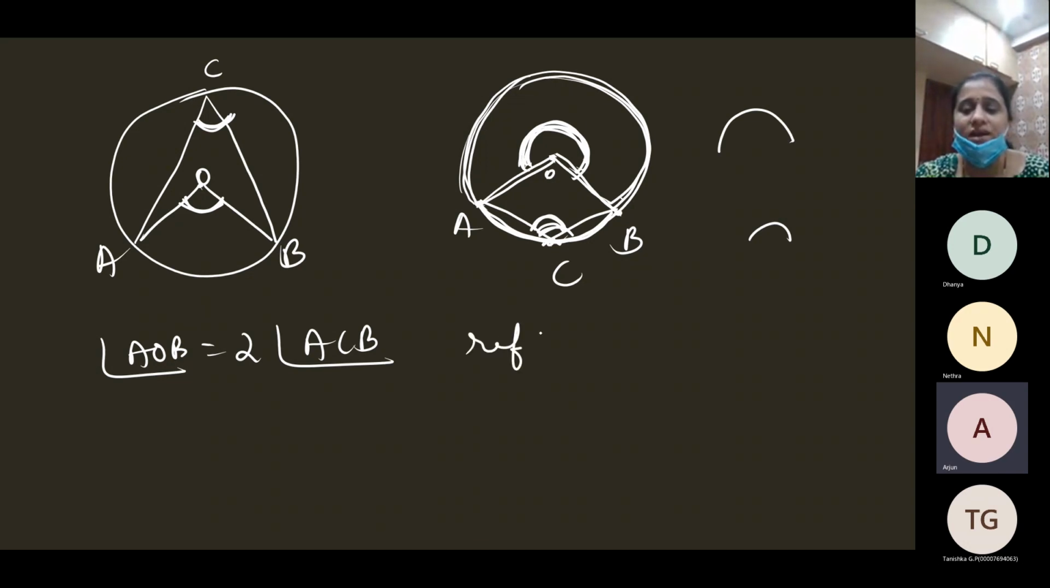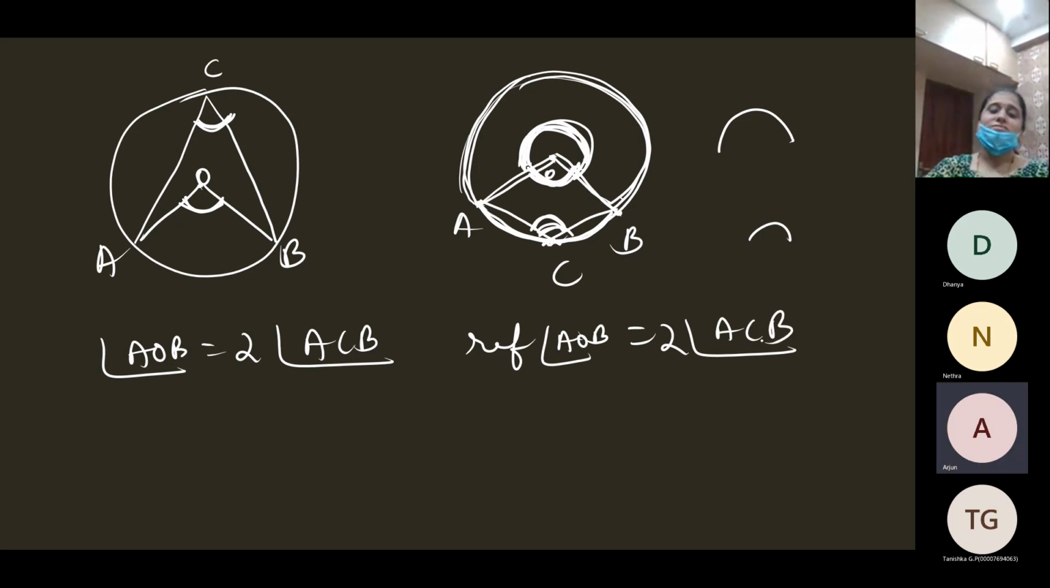So reflex of angle AOB. Because when you say AOB, it is this angle. You must say reflex of angle AOB is twice angle ACB. Reflex of angle AOB is twice angle ACB, because that's what we have learned. Angle at the center is double the angle on the circumference. Angle formed at the center is double the angle formed on the circumference.